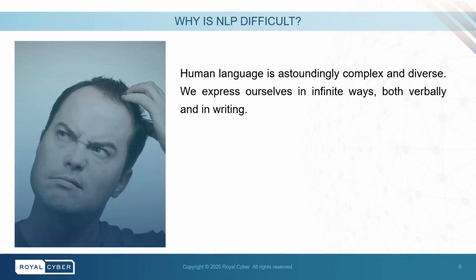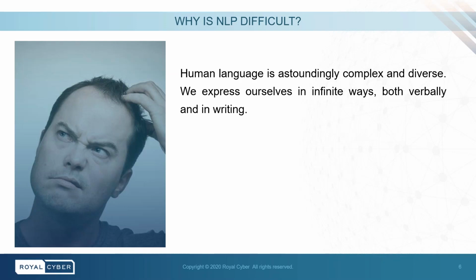And so why is NLP so difficult? Well, the human language is astoundingly complex and diverse. We express ourselves in an infinite number of ways, both verbally and in writing. Not only are there hundreds of languages and dialects, but within each language is a unique set of grammatical rules, terms, and slang. When we write, we often misspell, abbreviate, or omit punctuation. When we speak, we have regional accents, we mumble, stutter, and borrow terms from other languages. A very difficult example is something like sarcasm.